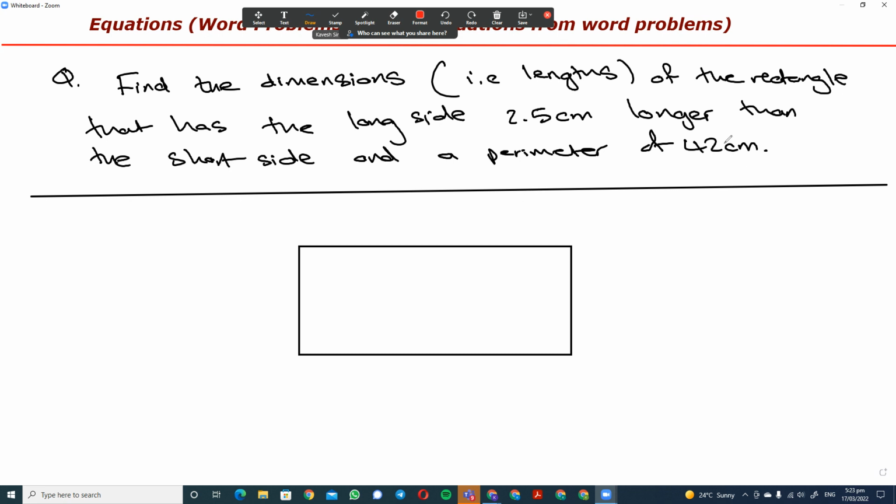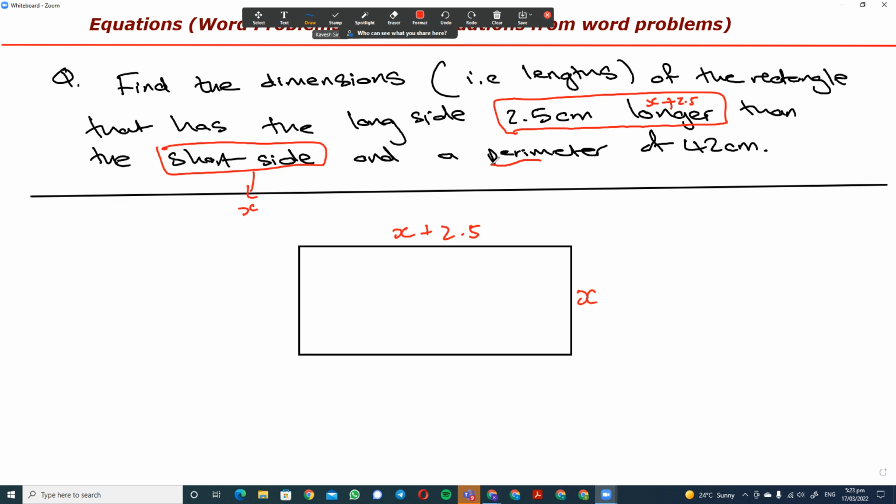But the question is saying that if we have to find the dimensions, I can possibly make one of them x. So what if I make the shortest side x? The long side is 2.5 centimeters longer. So that means I have to plus, all right, and the short side, I'm saying I'm going to make that x. So this is going to be x plus 2.5. And then it says the perimeter is 42. Now, because it's a rectangle, we mustn't forget the properties of a rectangle. The properties of a rectangle basically states that you have to have opposite sides which are equal.